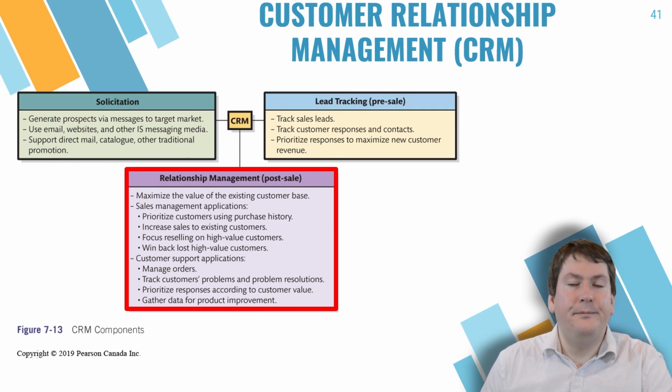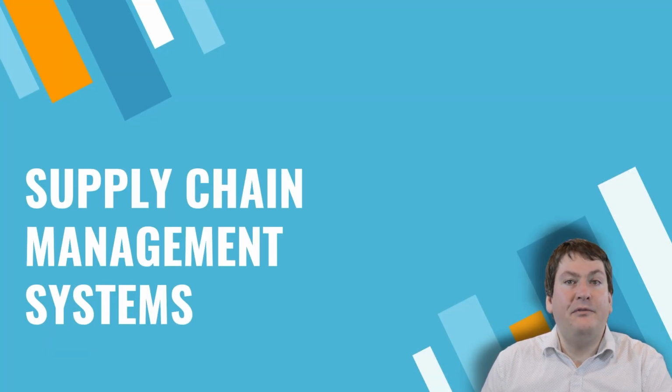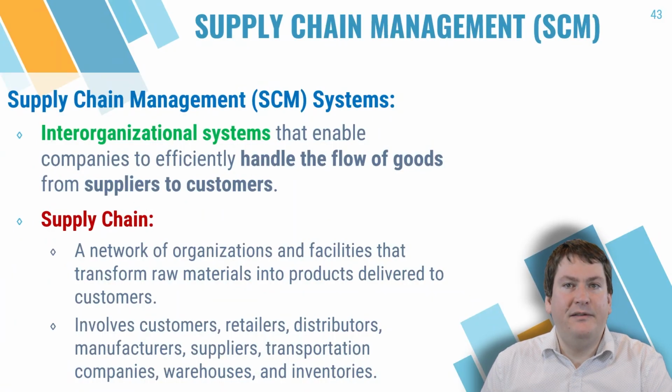that have been lost. There's one last type of cross-functional systems we will discuss today, and that is supply chain management systems, or SCM for short. Supply chain management systems are intra-organizational systems that enable companies to effectively handle the flow of goods from suppliers to customers. Recall from earlier in the lecture that intra-organizational systems are cross-functional systems that also cross organizational boundaries.